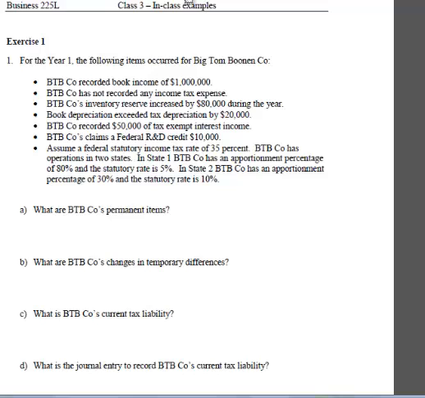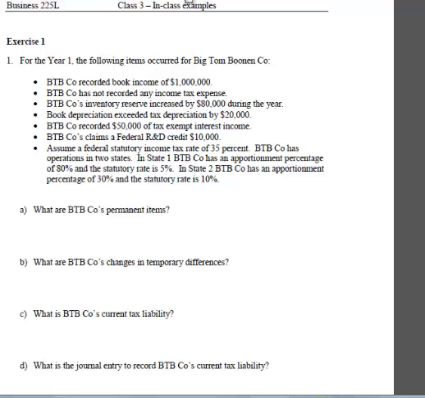Okay, so in-class exercise 1. We have a company that has $1 million of income. They haven't recorded any tax expense, so all that means is that the $1 million of income is our pre-tax income too. The company's inventory reserve increased during the year by 80 grand. Their book depreciation exceeded their tax depreciation by 20,000.